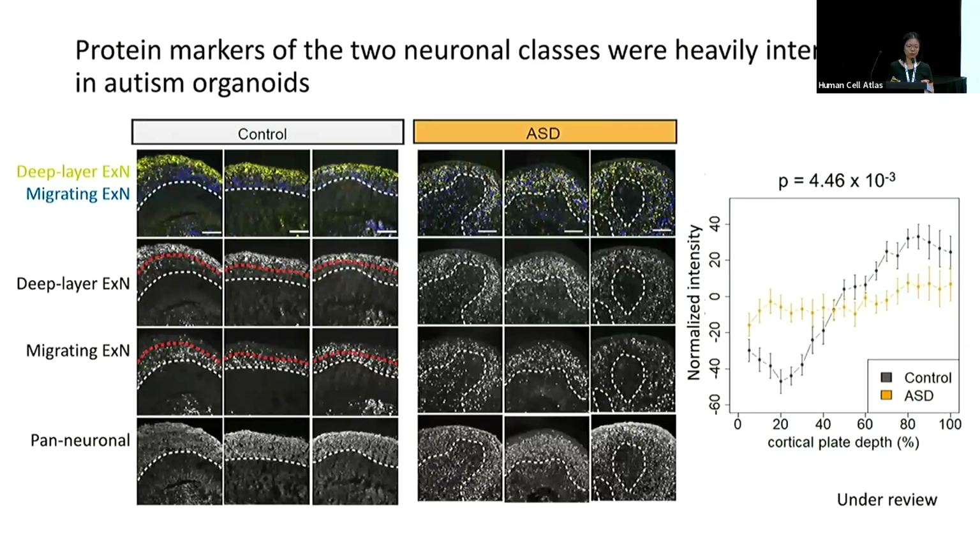So on the left, you have the yellow and blue bands representing the 2 different types of neurons. And on the right, you can see the autism organoids showing complete disorganization of these 2 markers. And we can quantify this difference broadly across all of our organoids.